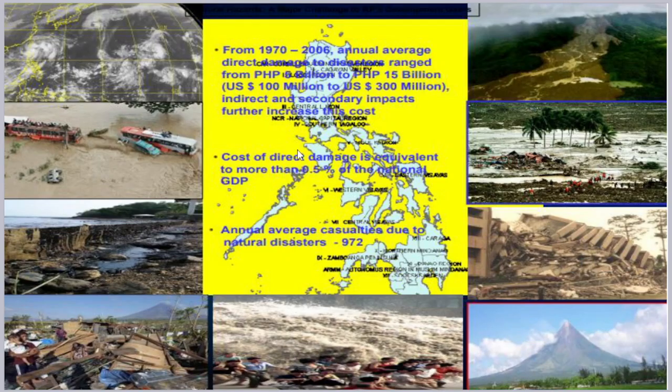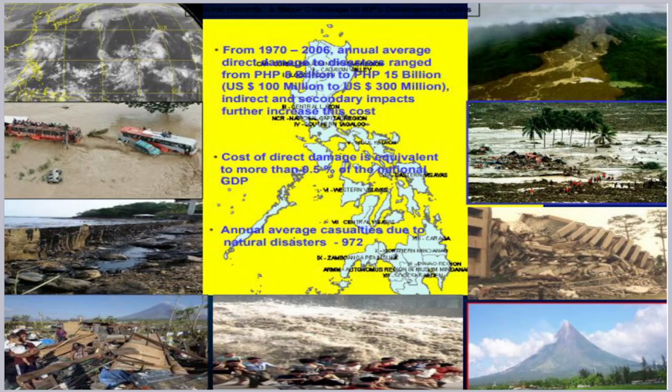Okay. So from 1970 to 2006, the annual average of direct damage to disasters ranged from 5 billion to 15 billion pesos. Okay? And indirect and secondary impacts further increase this cost. So, yung direct damage daw na nire-receive ng ating country will cost from 5 billion to 15 billion. So, ganun ka-expensive ang mga disaster na natatanggap ng bansa natin.